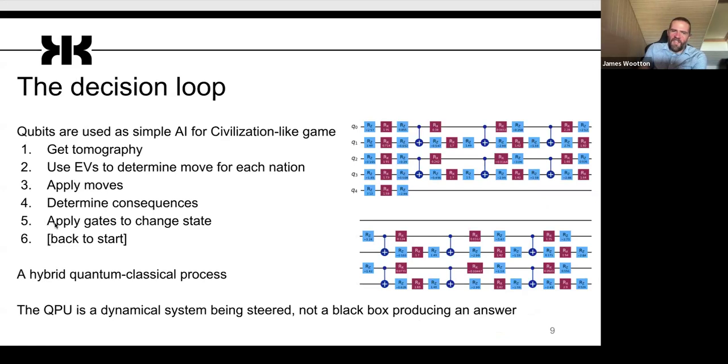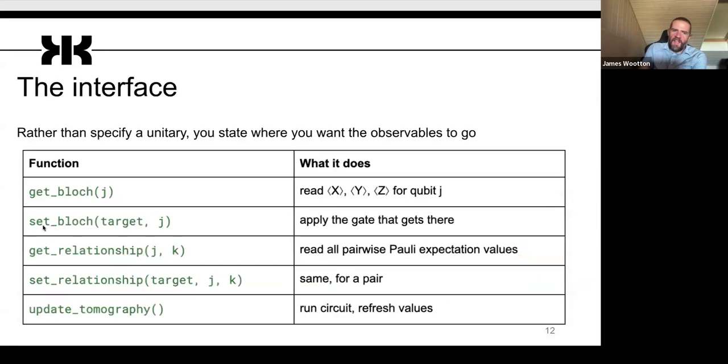Part five: apply gates to change state. Well, if you look at the actual code behind it, what I had was these commands: get block and set block, get relationship and set relationship. What get block is doing is, well, okay, and update tomography. So update tomography is happening often. So the SDK, let's call it, that is running this game, knows what all of the single and two qubit expectation values are. What get block does on a particular qubit is tell you what those expectation values are.